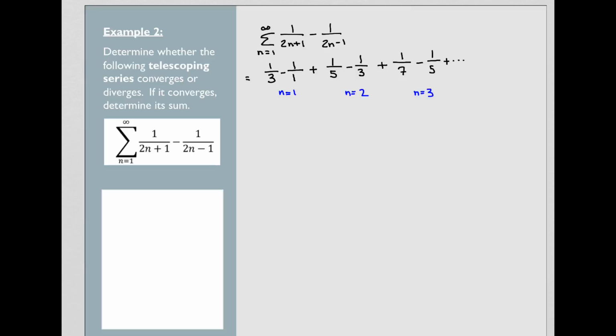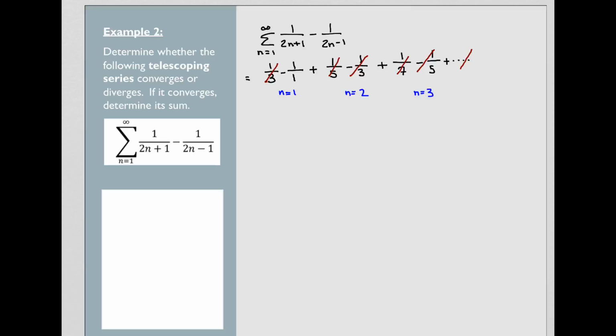Now, this series goes on and on. But what do we see? Check it out. Our terms are starting to cancel again, aren't they? This 1/3 can cancel with this negative 1/3. 1/5 will cancel with negative 1/5. 1/7 will cancel over here with negative 1/7, etc.